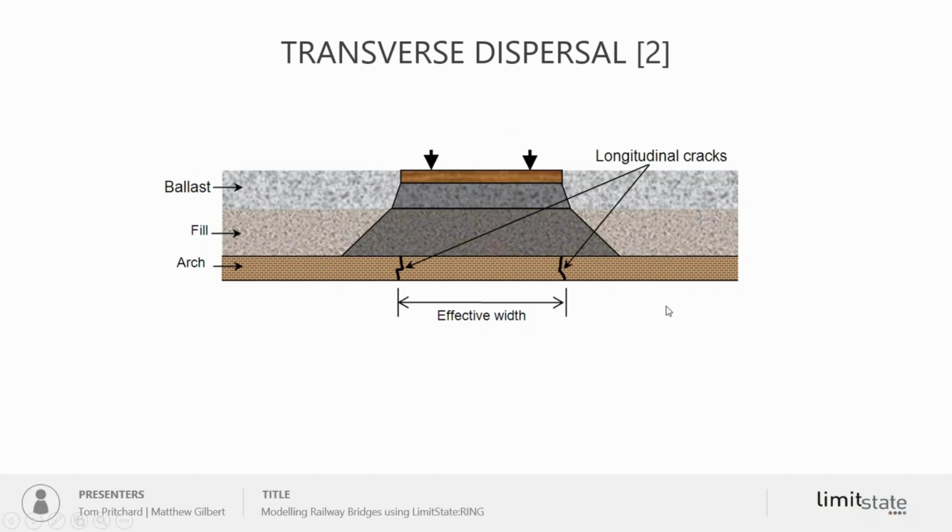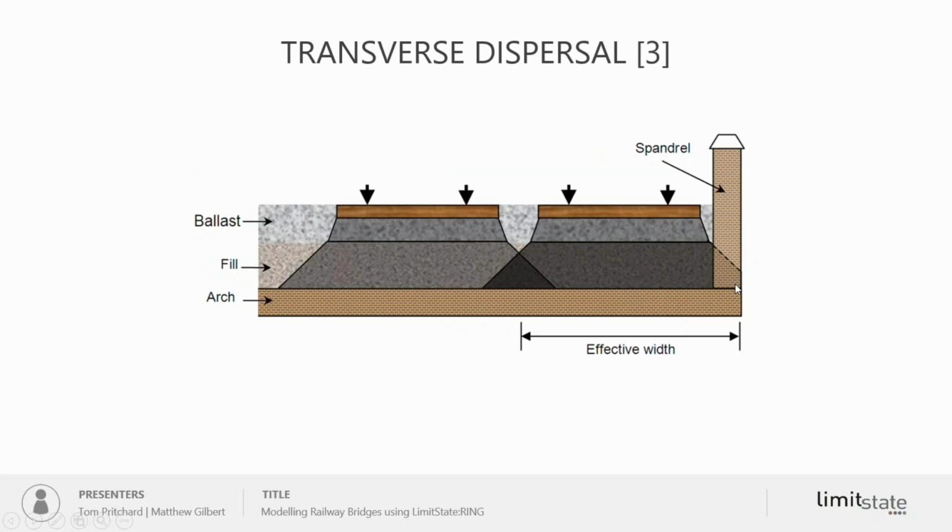Now you've got to be careful with that effective width. You may have quite a significant effective width. You then go and look at your bridge and you find that you have longitudinal cracks at particular spacing, and clearly you're not going to get significant distribution beyond those cracks. It makes sense then to use a custom effective width, which is set as the distance between those cracks.